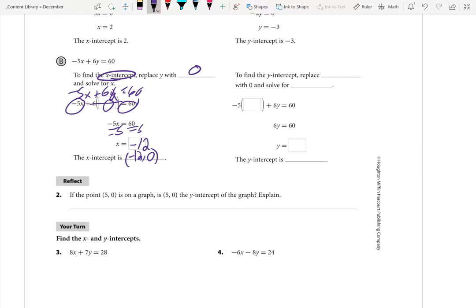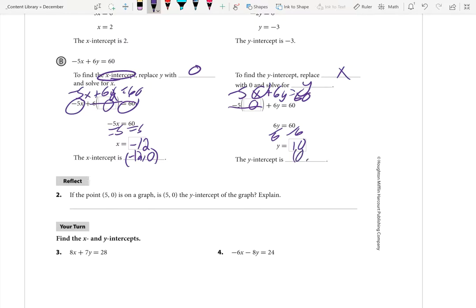And if we want to find the y-intercept, we replace the x with 0. Solve for the y-intercept: replace x with 0, and then solve for y. So remember, you have your equation, -5x plus 6y equals 60. We're going to take this x, put 0 in its place. And -5 times 0 is nothing, so it disappears, and we're just left with the equation 6y equals 60. So when we divide by 6, we get y is equal to 10.